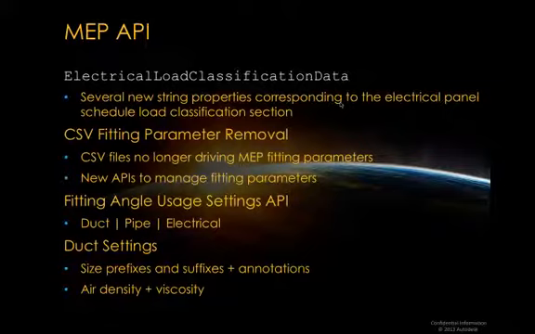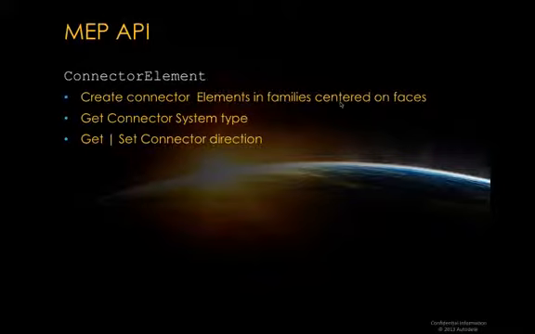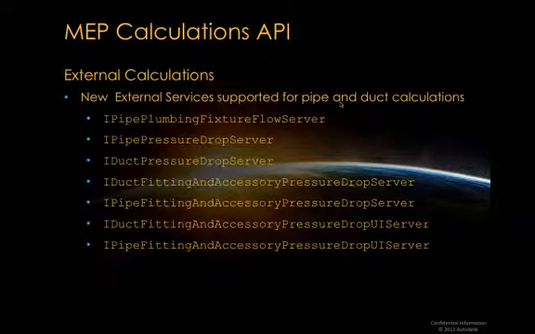Also in the MEP API, the element creation is now provided as static methods on the respective classes. The connector elements can now be created in families centered on faces. We can access the connector system type and we can flip the connector direction. I mentioned previously that several MEP calculations have now been moved out to external services, which enables them to be replaced by external application developers and adapted for local requirements.